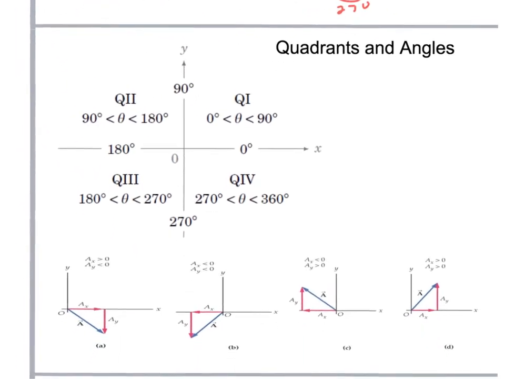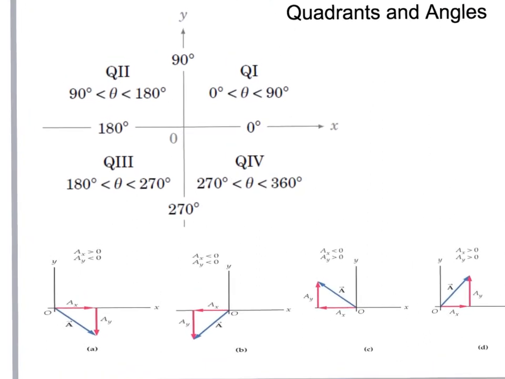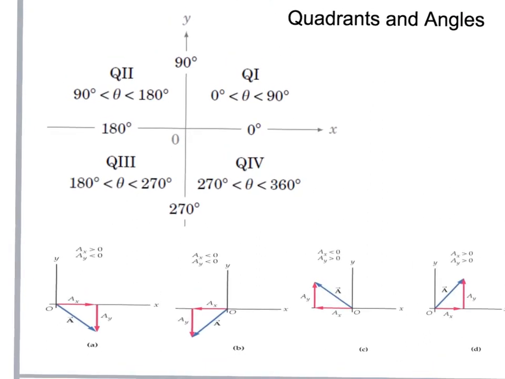So our quadrants and angles, again, just to keep in mind, this should be a refresh here, where our first quadrant is between 0 and 90, second quadrant between 90 and 180, third quadrant between 180 and 270, and then the fourth quadrant is between 270 and 360.